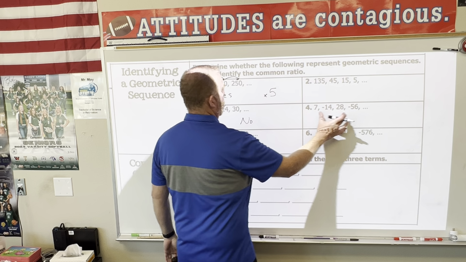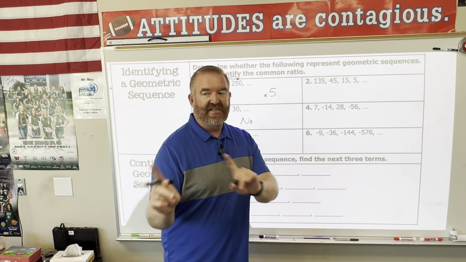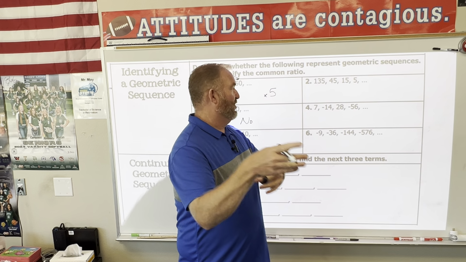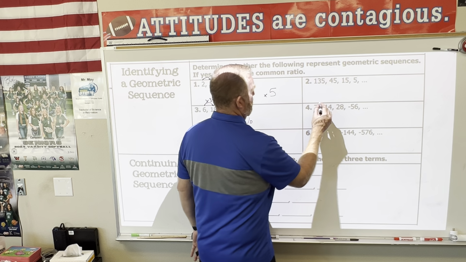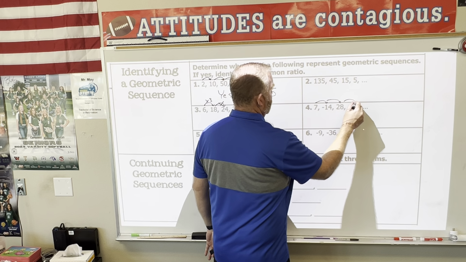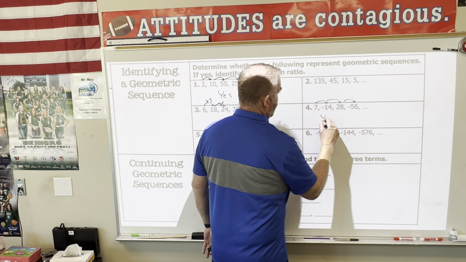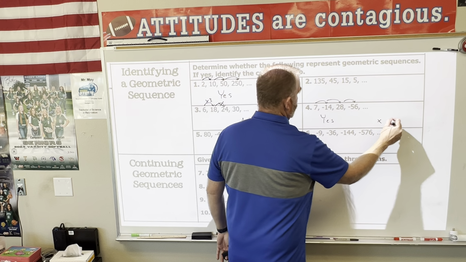All right, what's this one doing? Hey, hold on. Pay attention just to the numbers: 7, 14, 28, 56. What's it doing? It's going up by 2s. Is everybody with me? And we're multiplying times 2, right?